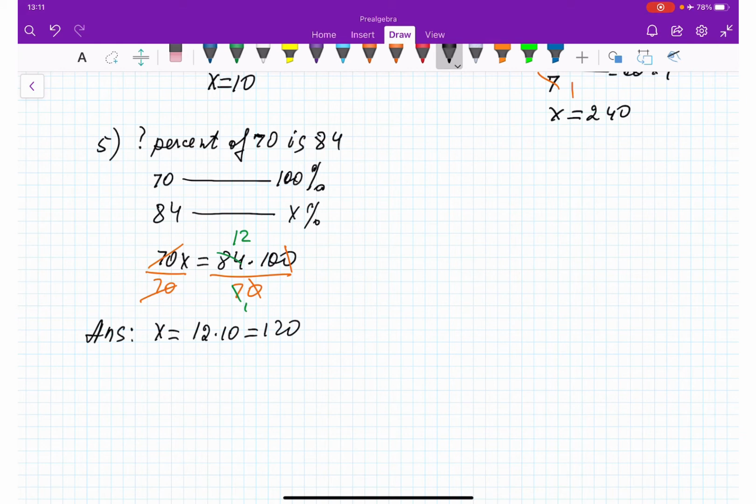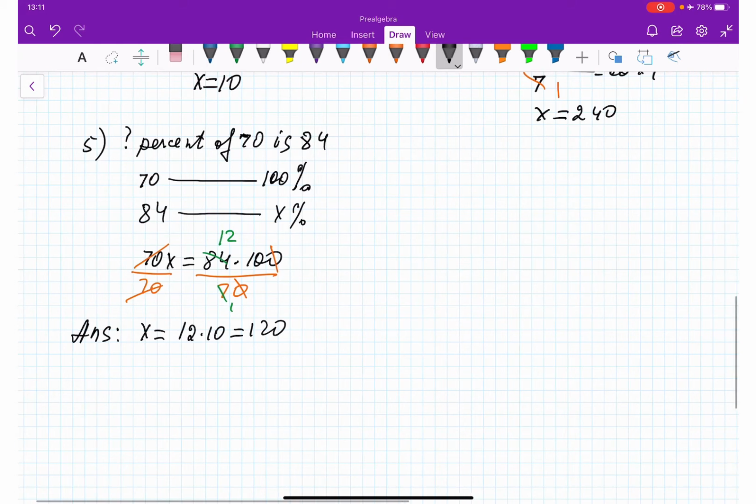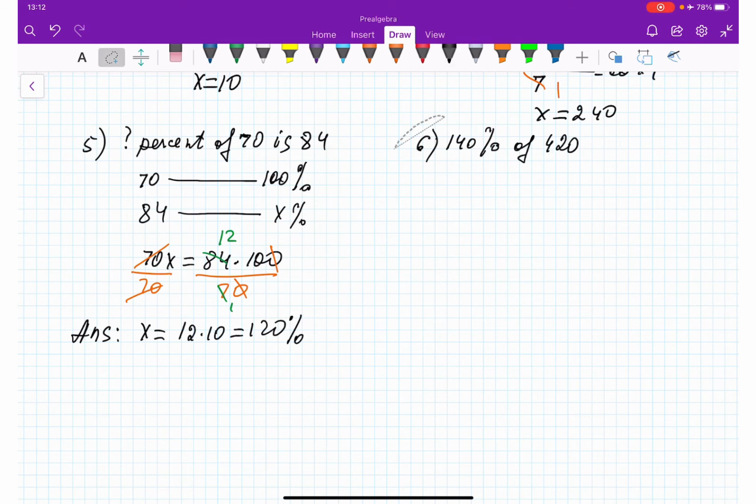Question number 6. So as you can see, as long as you make the proportion correct, that's it. There is nothing else to do there. Cross multiplication and solving the equation. Question number 6. 140%. So this is going to be 120%. Okay, let me write down the percentage so we will see. 140% of 420. I guess it's going to ask, what number? Yeah, exactly. Is what number?